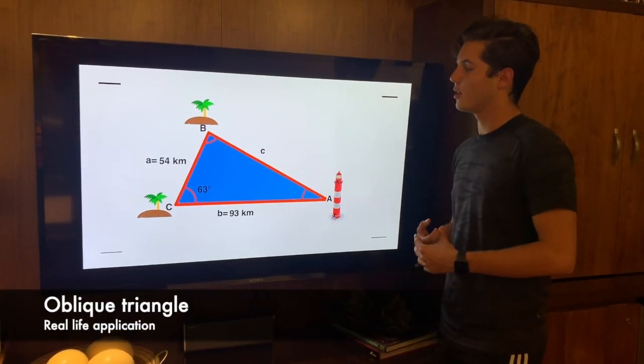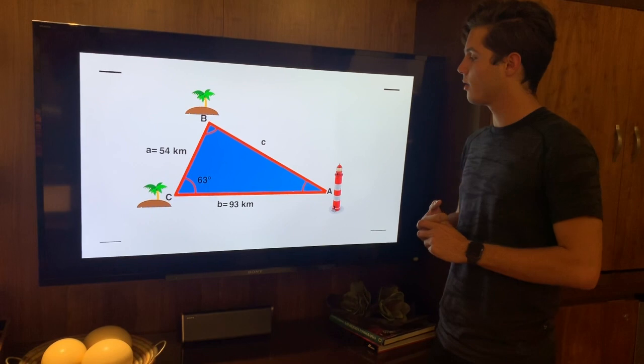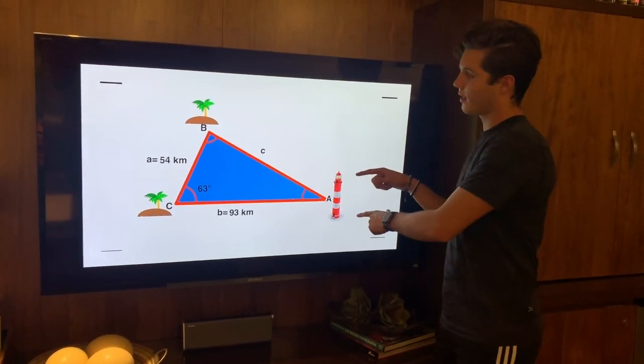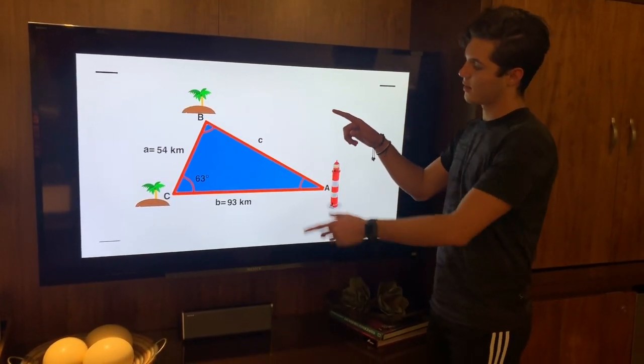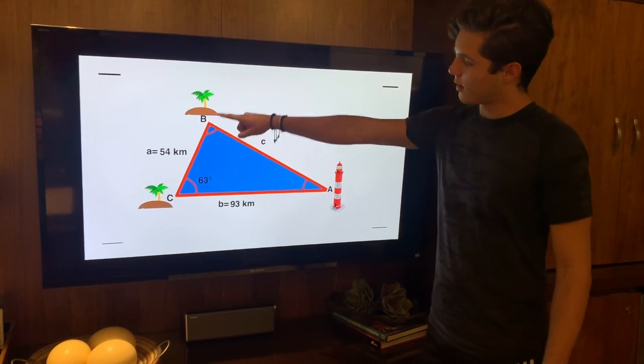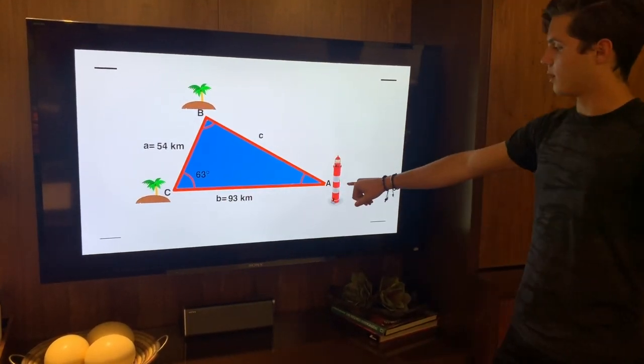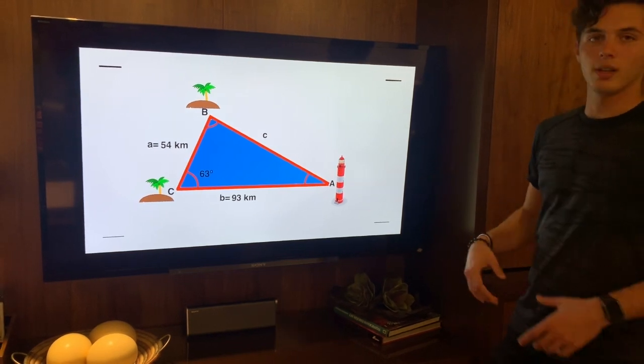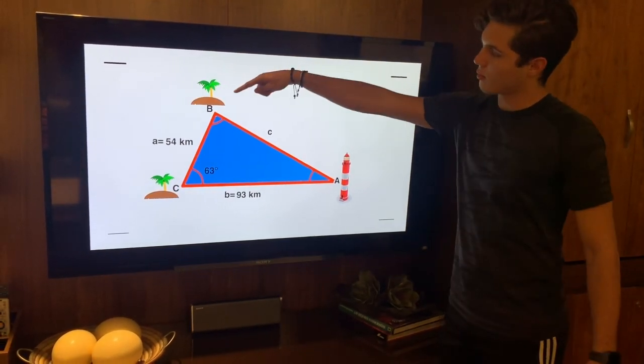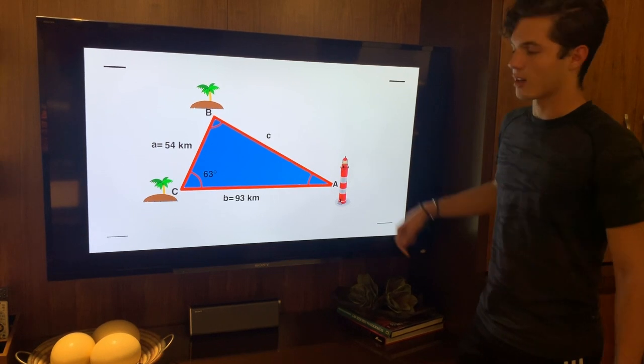So this is the real-life application of an oblique triangle, where from the lighthouse we can see two islands, and it only gives us the distance between the islands and the distance from island C to the lighthouse at angle A. So what we need to find is the distance from island B to the lighthouse.